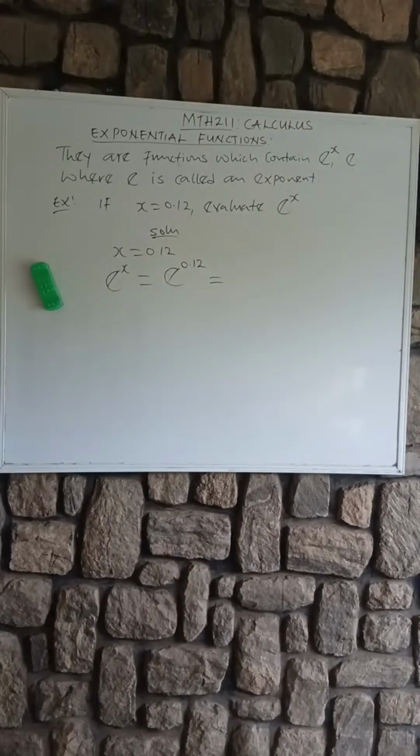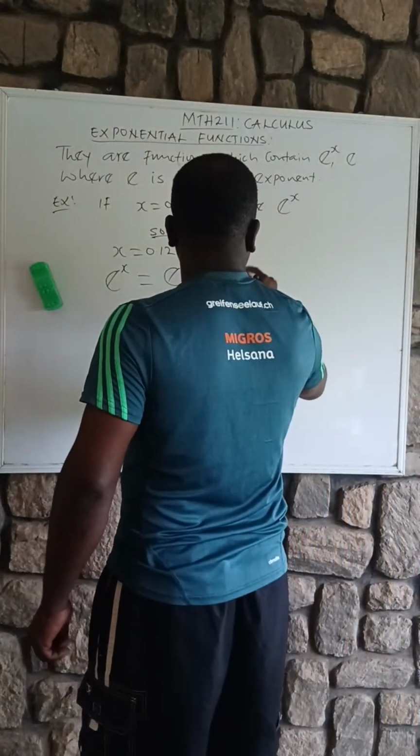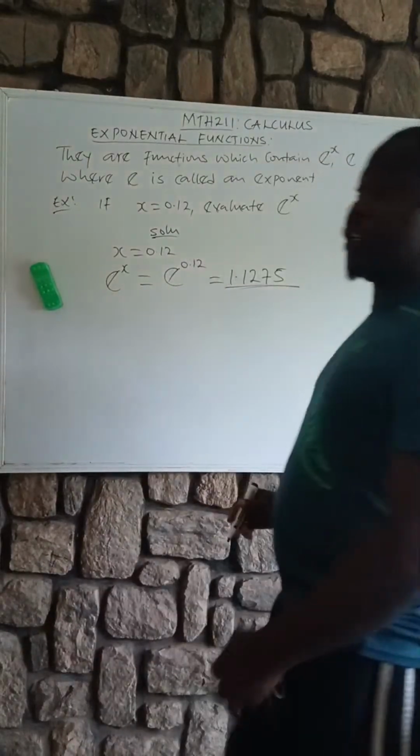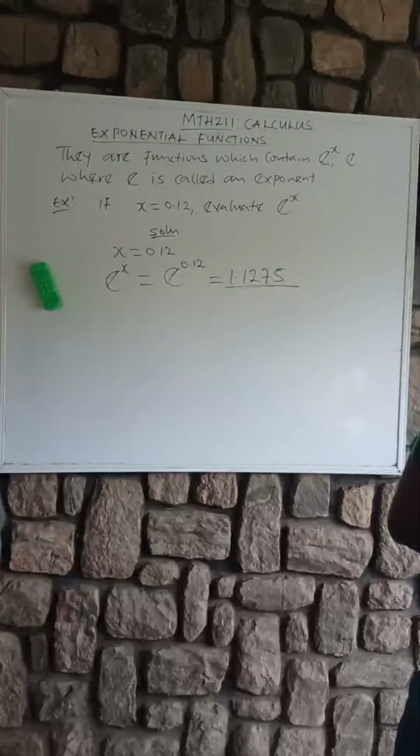Somebody should tell us the answer. What is the answer? Exponential 0.12 will definitely give us 1.1275. This is what you are supposed to have. So far so good.